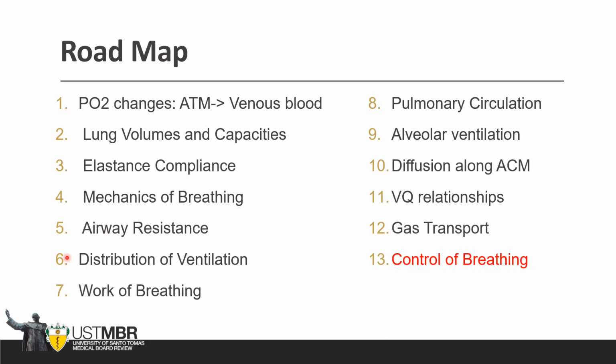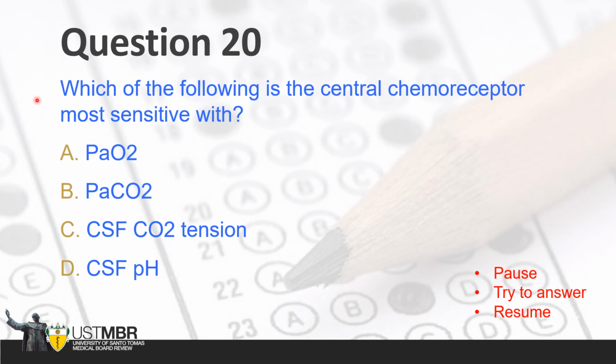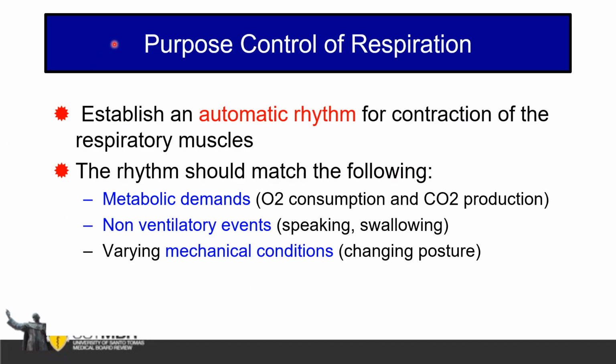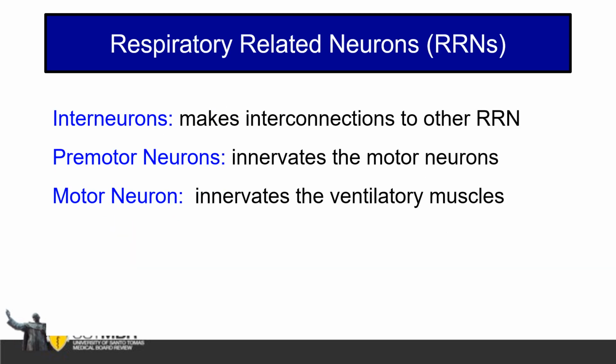We now go to the last topic, which is the control of breathing. Which of the following is the central chemoreceptor most sensitive to? Arterial O2 tension, arterial carbon dioxide tension, CSF CO2 tension, or CSF pH. So the purpose of the control of respiration is to establish an automatic rhythm for the contraction of the respiratory muscle. This rhythm should match the following: the metabolic demands, the non-ventilatory events, and varying mechanical conditions.